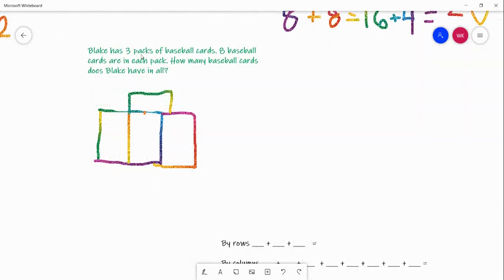So it says Blake has 3 packs of baseball cards. 8 baseball cards are in each pack. How many baseball cards does Blake have in all? So we are going to put 8 little baseball cards in each box because these are packs, 1 pack, 2 pack, 3 pack. And we're going to put 8 baseball cards in each pack.